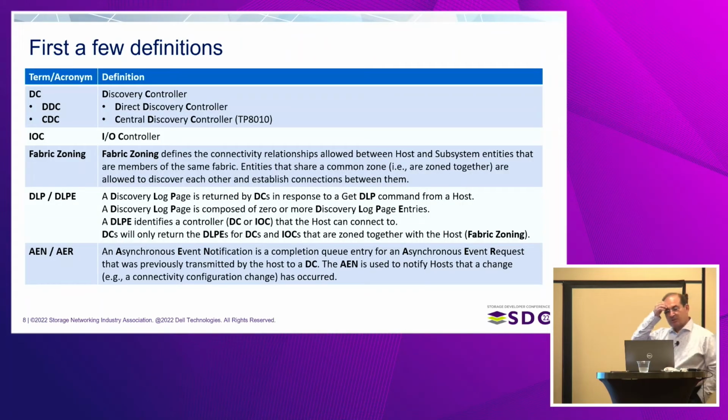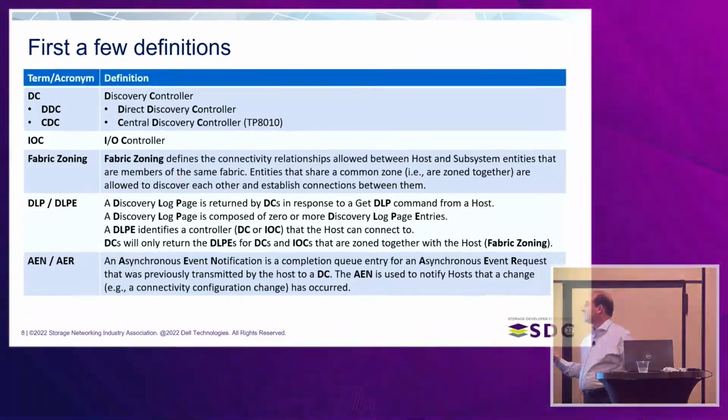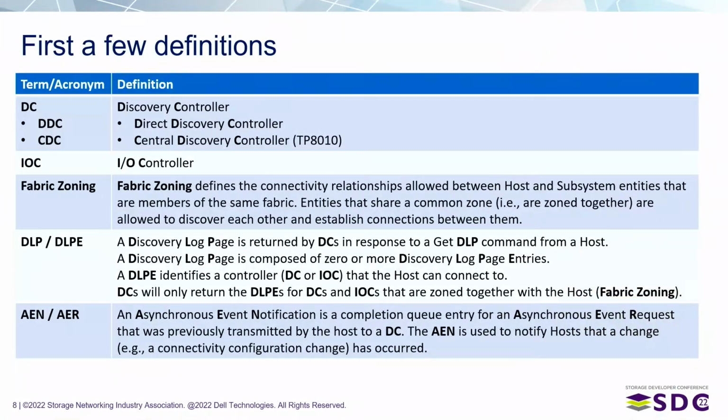A few definitions, because these are used here. We have the term discovery controller, which can be a DDC, direct discovery controller, co-hosted in an NVM subsystem, or a CDC, centralized discovery controller. IOC is an I/O controller. Fabric zoning, as I said, defines the connectivity relationship allowed within host and subsystem entities, members of the same fabric.